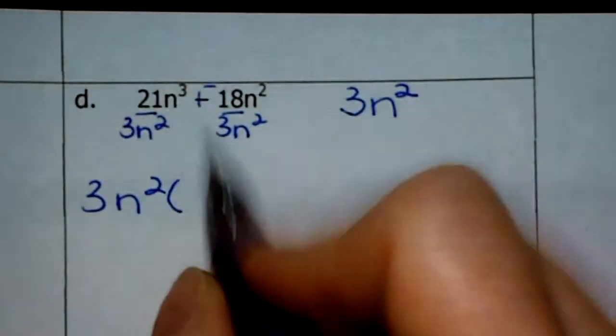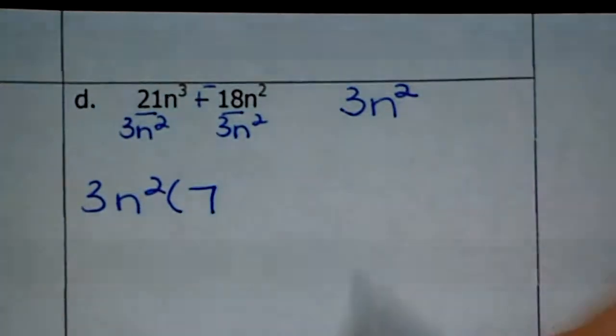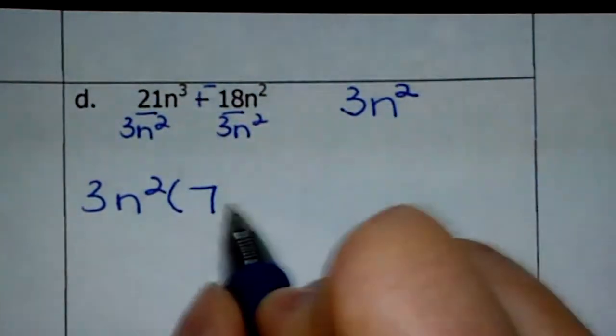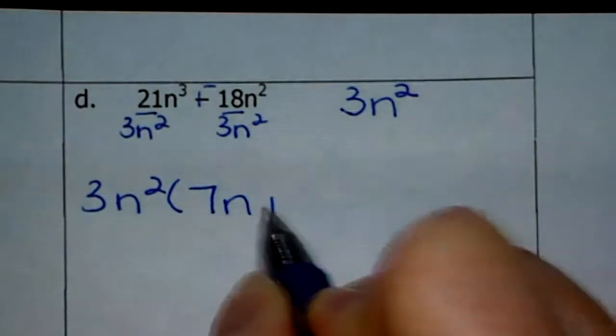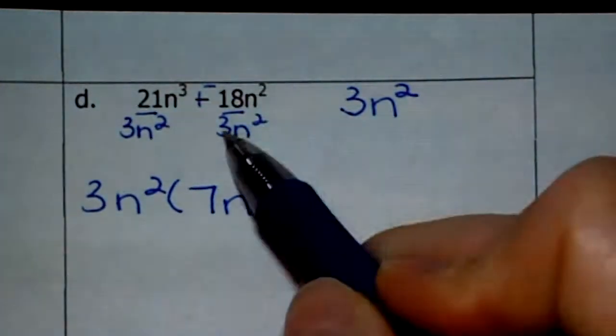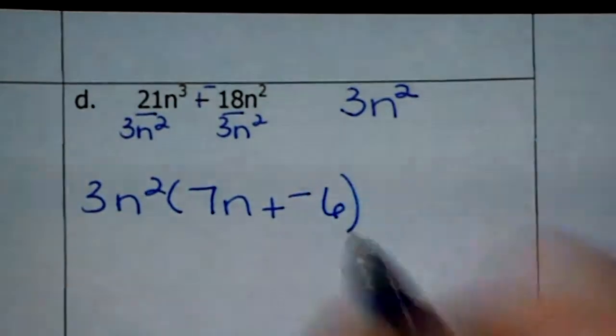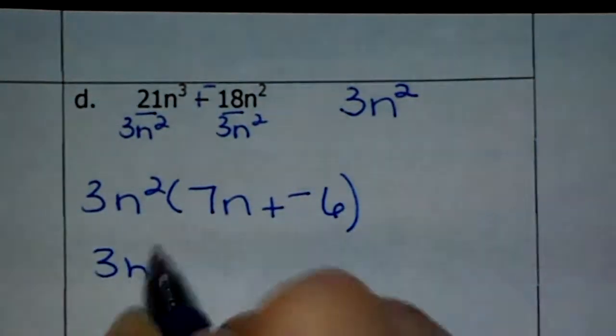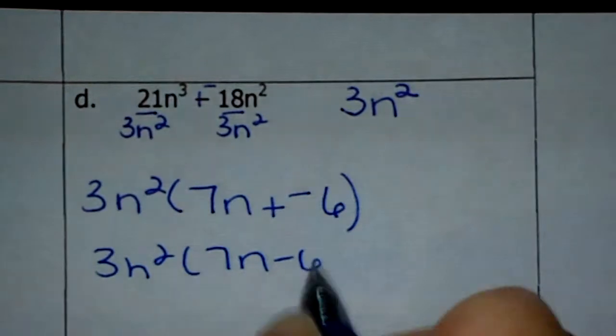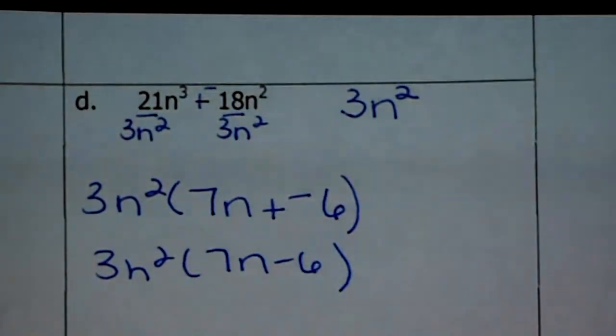So 21 divided by 3 is 7. N cubed divided by n squared is n. Plus negative 18 divided by 3 is 6. N squared divided by n squared is 1. All set. And again, if you wanted to write it as this, it means the same exact thing.